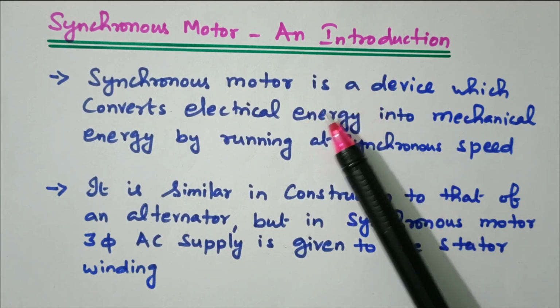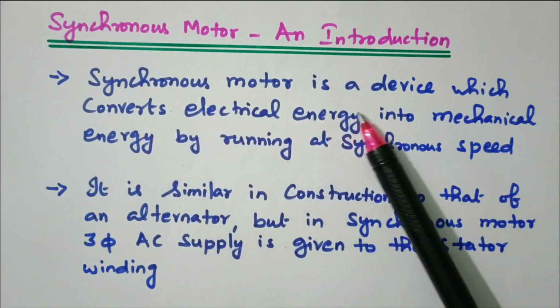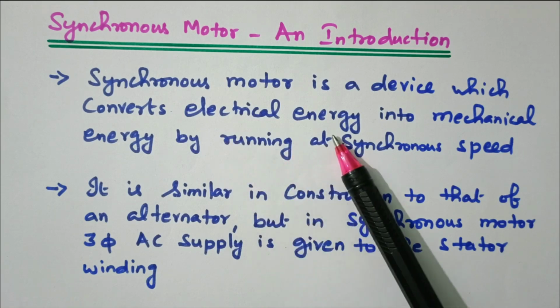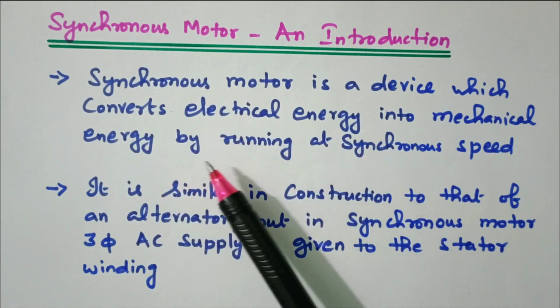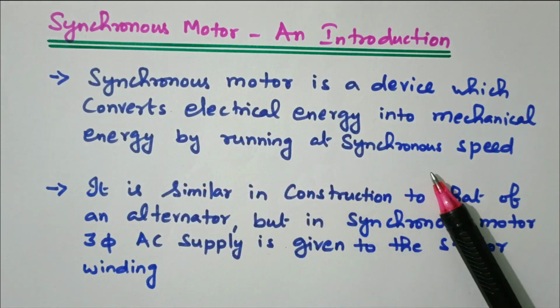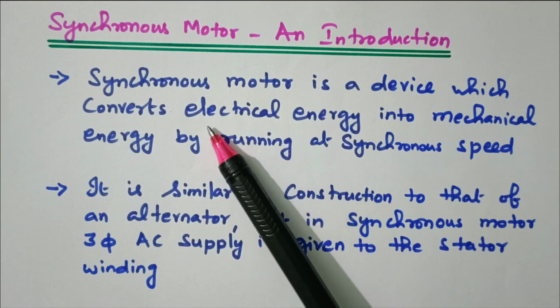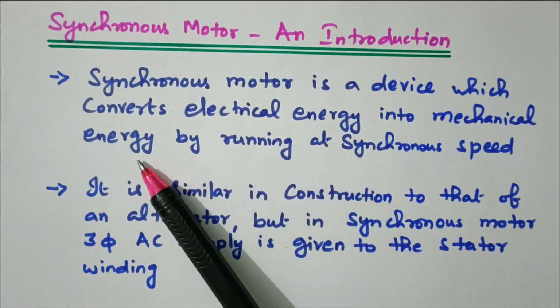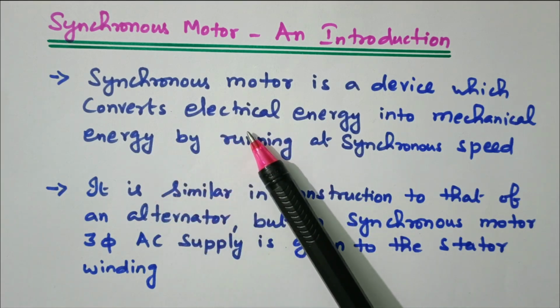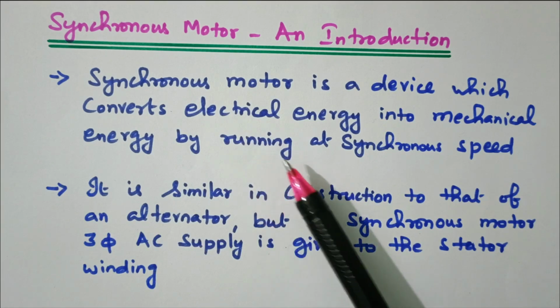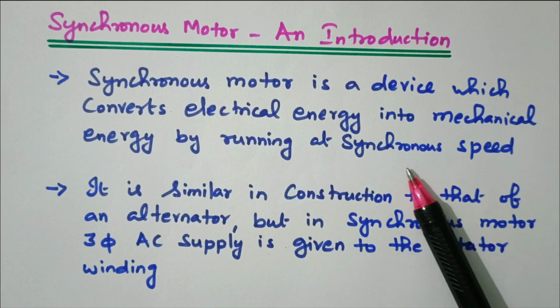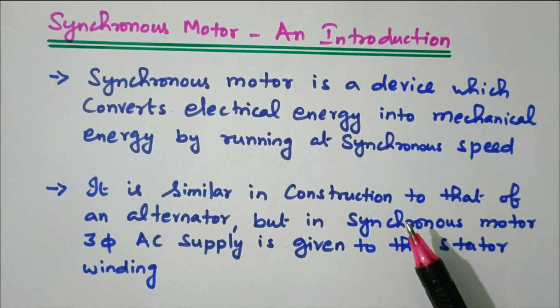Now we'll go to the topic. Synchronous motor is a device which converts electrical energy into mechanical energy by running at synchronous speed. So we know that any type of motor converts electrical energy into mechanical energy. When the supply is given, it will start to rotate. In synchronous motor, it is running at synchronous speed, constant speed. That's why it is called a synchronous motor. Otherwise, it will not rotate. So it always rotates at synchronous speed.